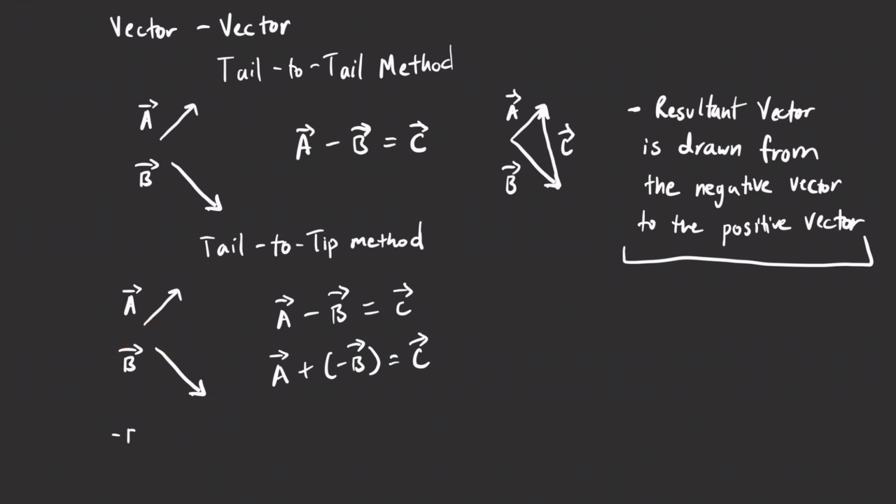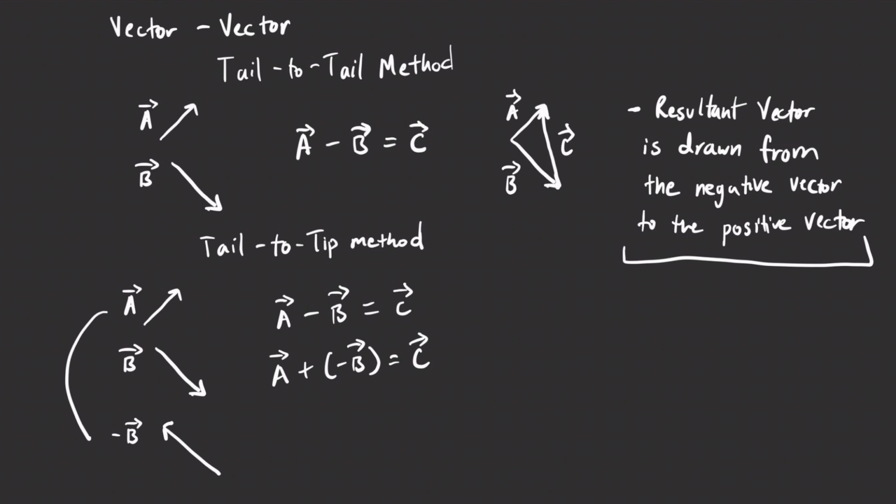So if I were to write negative b, the vector would now look like this. So the magnitude of the two vectors stay the same because b stays the same. All we're doing is we're adding a negative sign which rotates the vector 180 degrees or flips it. And now we can add these two vectors together.